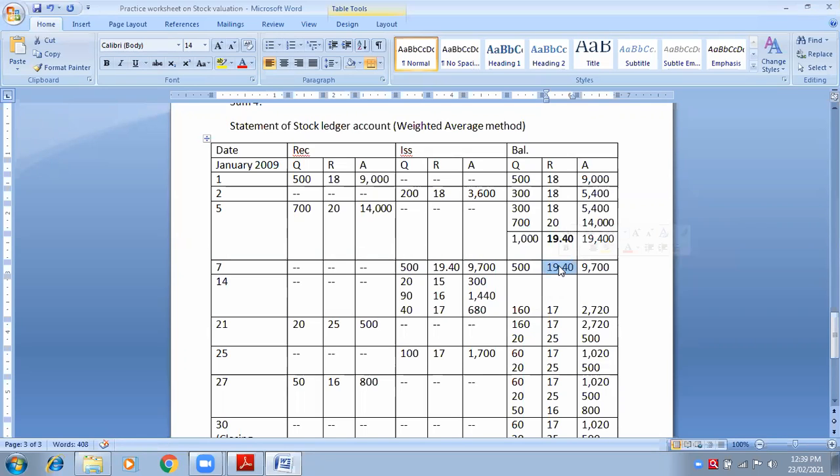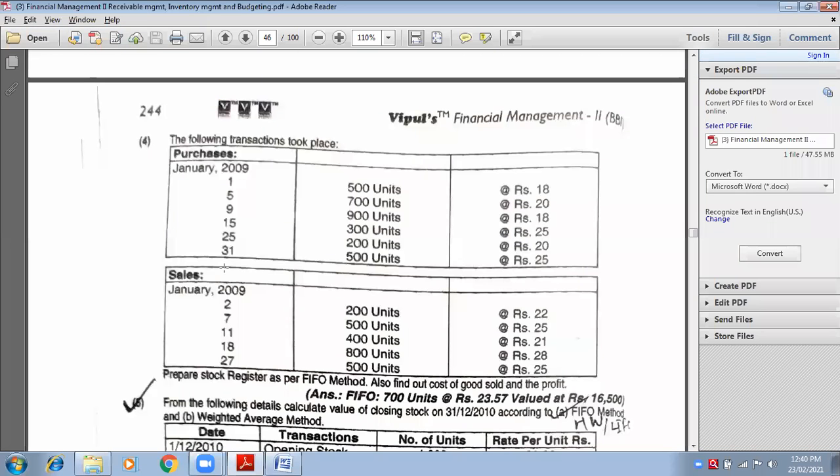Is that clear with everyone? If this 19.40 matches with the earlier one, then we are going right. It is understood. So the seventh date is over. You can draw the line. Now come to the next date. Next date means which date? The 9th.